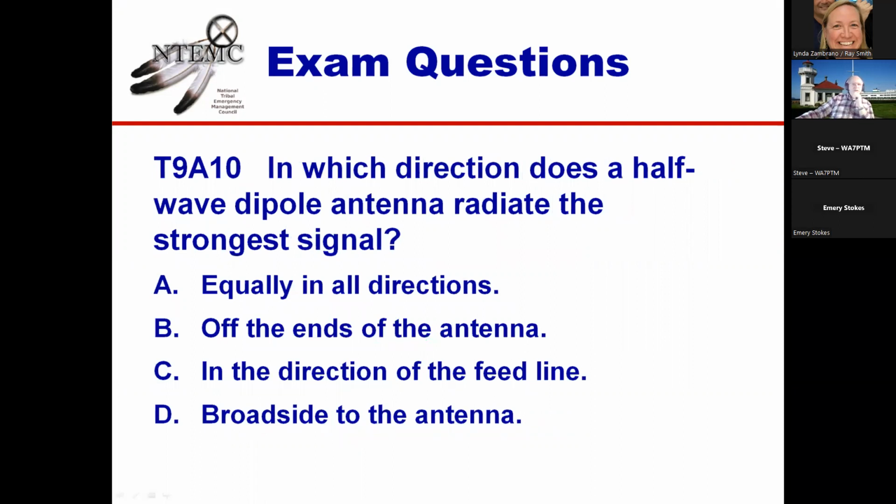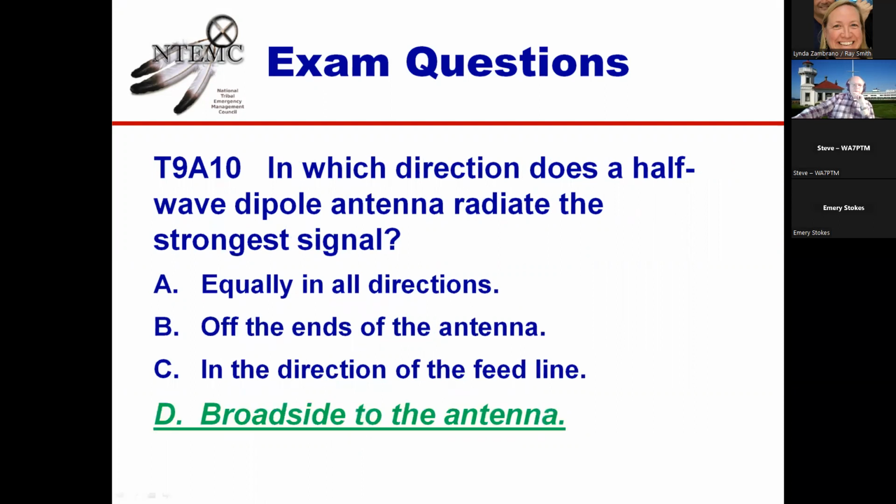In which direction does a half-wave dipole antenna radiate the strongest signal? You think back to that diagram we had, and we talked about looking at it on end. It would look like a donut. If you're looking at it from the side, which direction does it go? It goes broadside to the antenna. Doesn't come off the ends. It's broadside to the antenna.